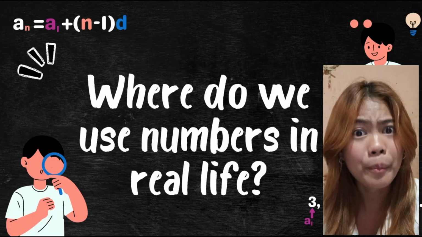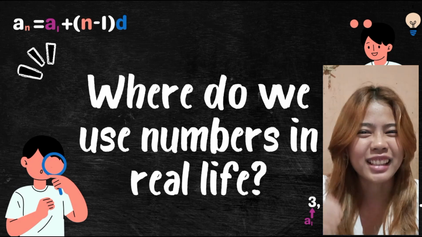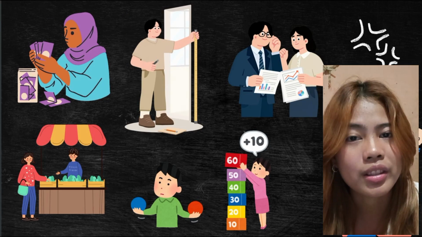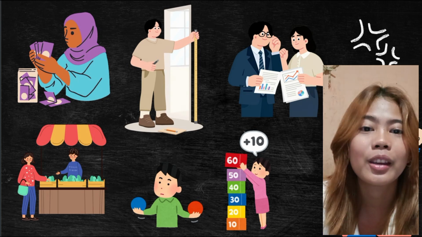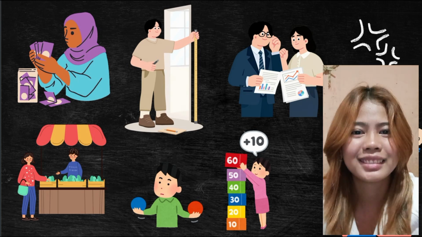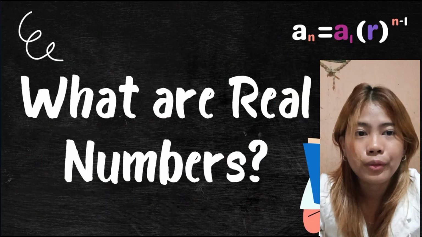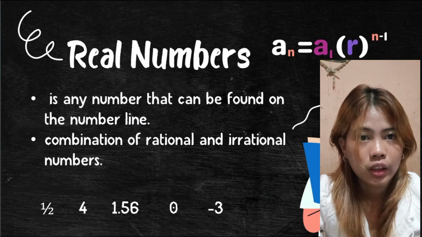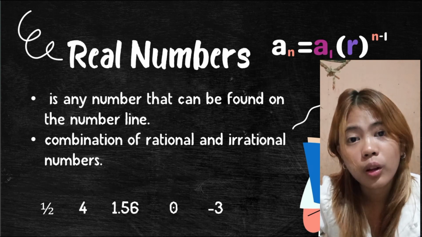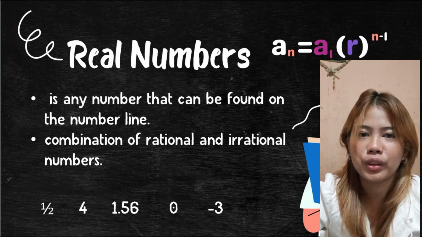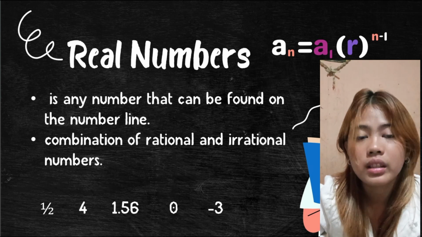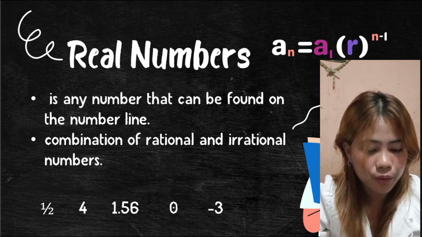So where do we use numbers in real life? Exactly. Numbers are everywhere. We use numbers in almost every part of our life, anytime we measure, count, compare, or calculate. Now, first, let's define what real numbers are. A real number is any number that can be found on the number line and is a combination of rational and irrational numbers, such as 1/2, 4, 1.56, 0, or negative 3.